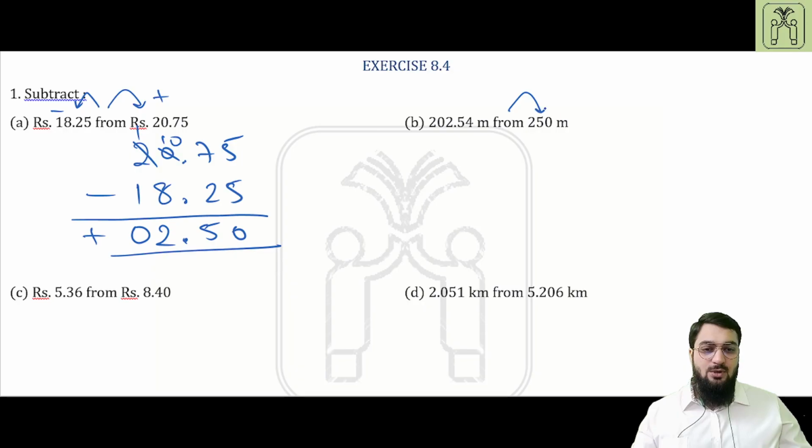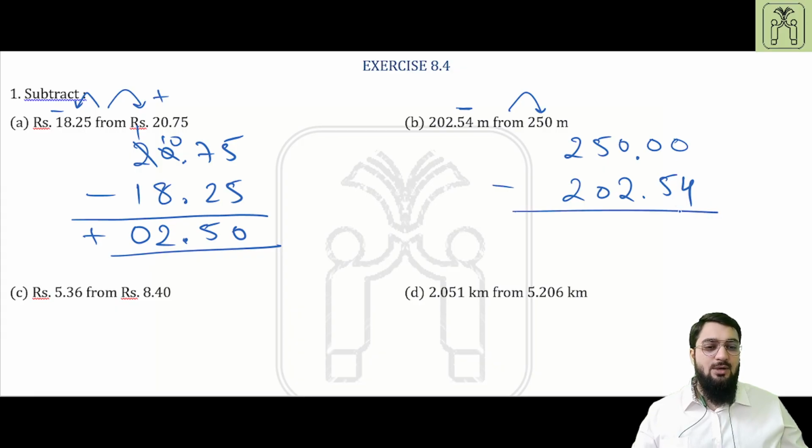Again here this will be written with a plus sign, so therefore it will be written as 250 and then 202.54. So here no decimal point has been mentioned, so we will add a decimal point at the right extreme, and then we will mention two zeros just to make it similar to this one. Then we will write 202.54 and make a minus sign and subtract. 10 minus 4 will give you 6.